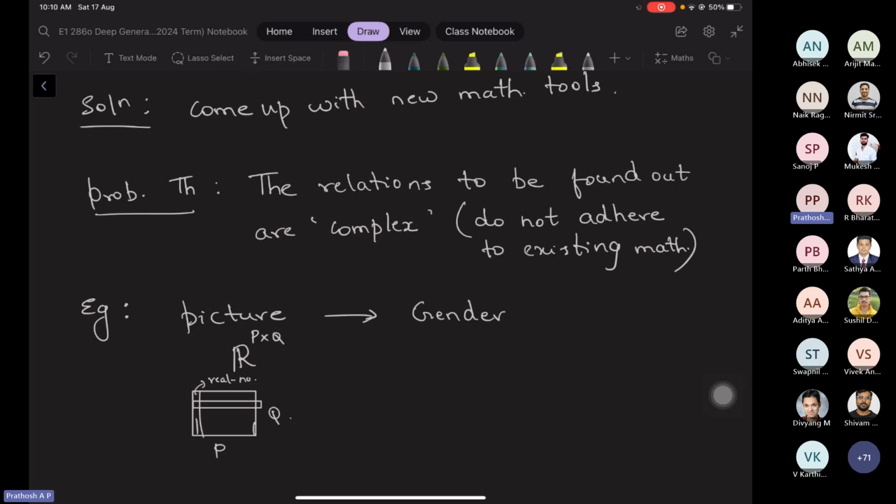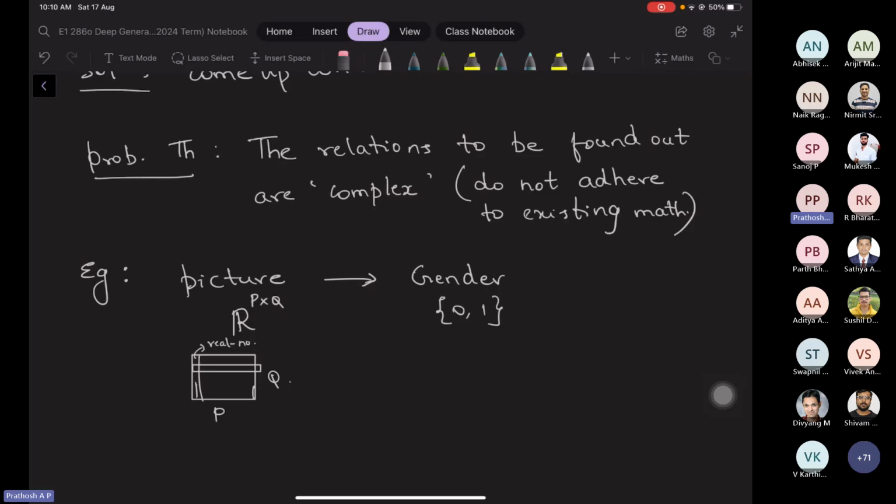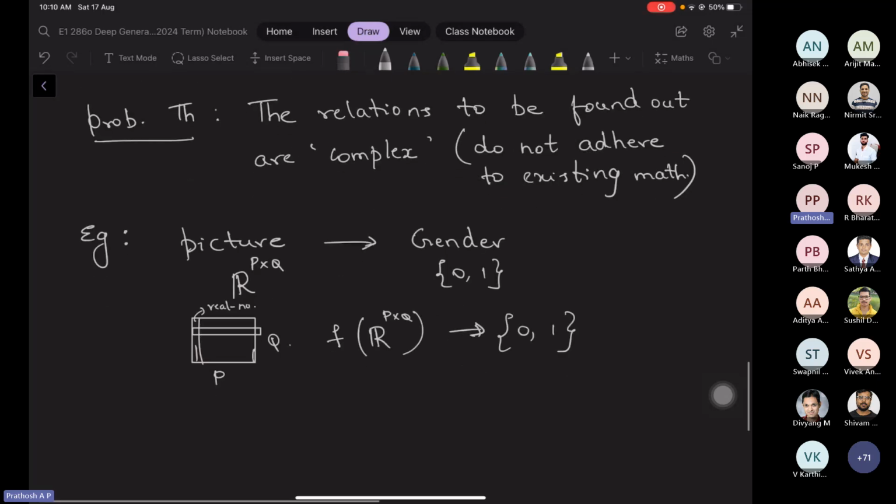Now, given this, I'll have to predict. Remember the definition of prediction: I define prediction as finding the element in the range set corresponding to any element in the domain. Now this gender is a discrete set of two values. Given this picture, I need to find a function that takes an element in P cross Q dimensional space, which is a vector, and maps it to one of two discrete numbers, 0 and 1.